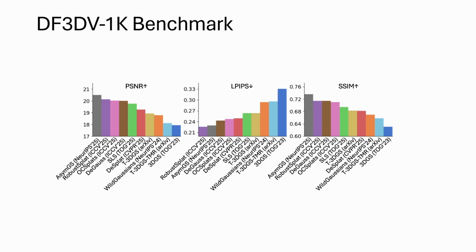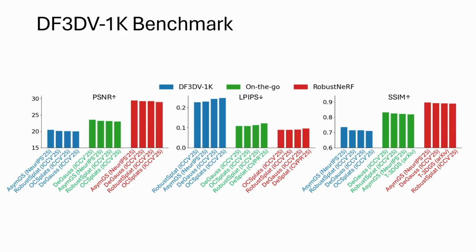We benchmark vanilla 3DGS and 9 recent distractor-free radiance field methods on DF3DV-1K to evaluate their generalizability and robustness. The DF3DV-1K benchmark shows that ASIMGS and RobustSplat are the most robust methods, followed by OC-Splats and DeGauss. Interestingly, the method ranking on DF3DV-1K roughly follows the publication timeline, reflecting a consistent and reasonable progression in performance as more recent methods continue to advance the field.